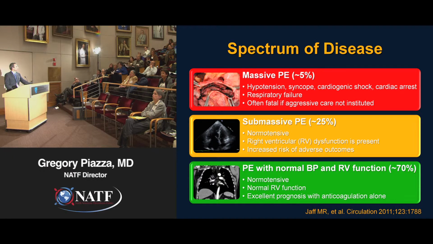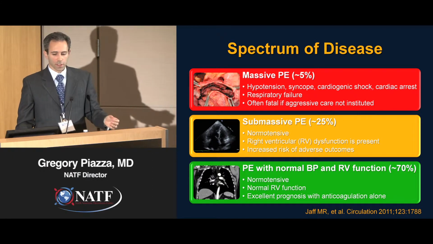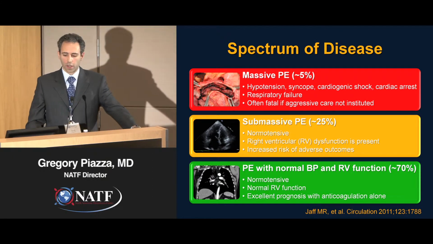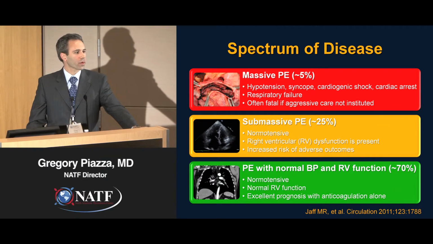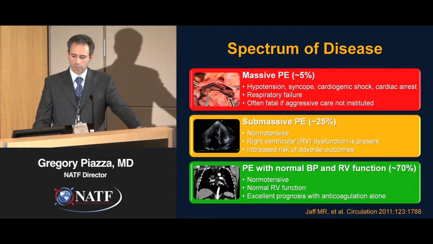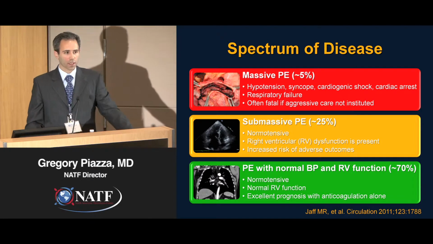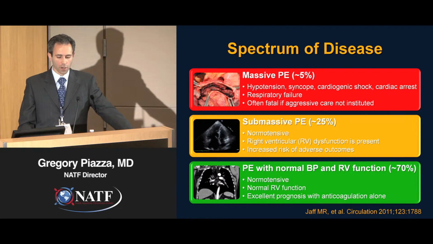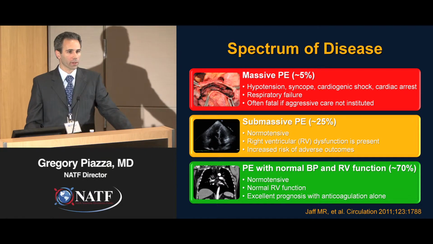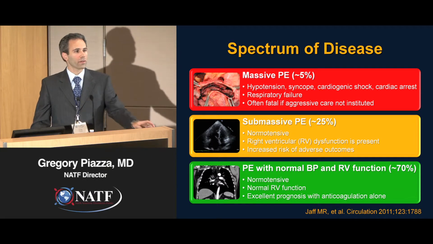Now, pulmonary embolism really represents a spectrum of diseases. At its most severe, massive pulmonary embolism accounts for about 5% of patients. These patients come into the hospital with low blood pressure, fainting, in shock, sometimes cardiac arrest, or respiratory failure. And if these patients aren't treated very aggressively and very quickly, they can expire.